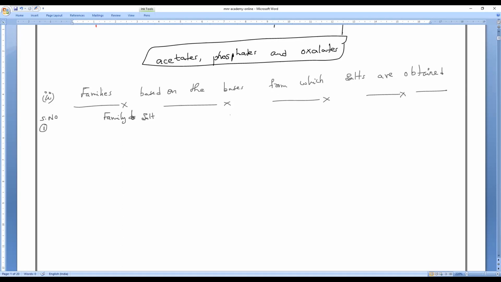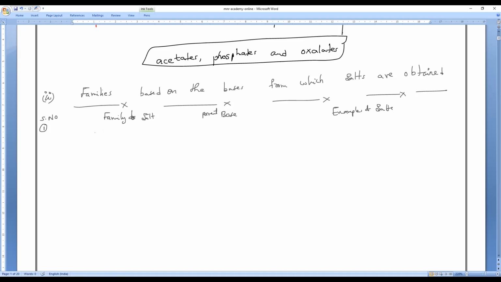Base from which salt is obtained. That is what we call the parent base. And examples of salt. Okay, that's fine. So first family.